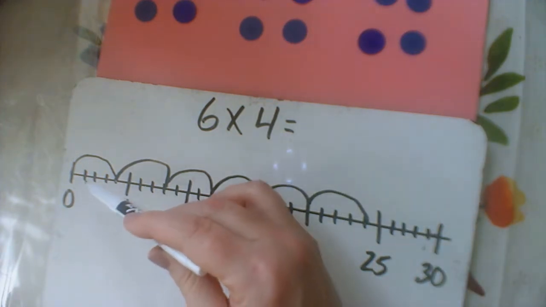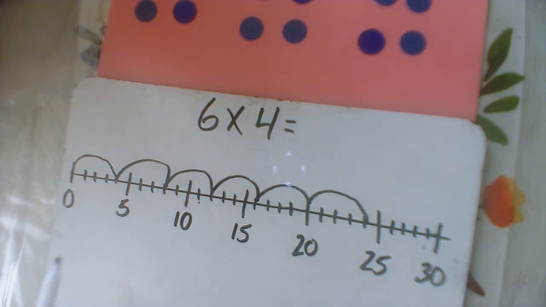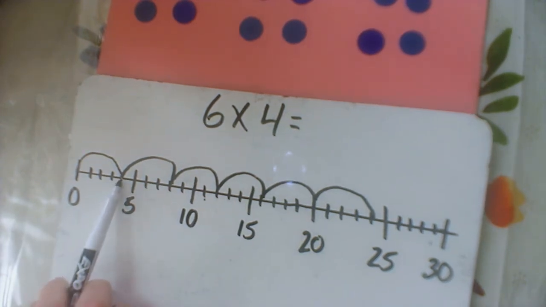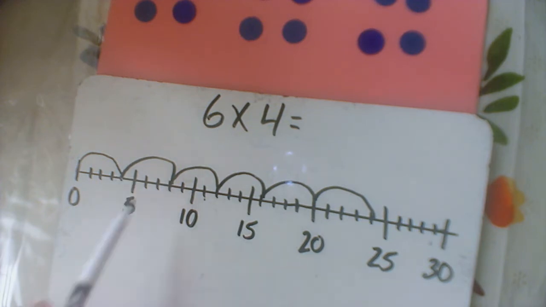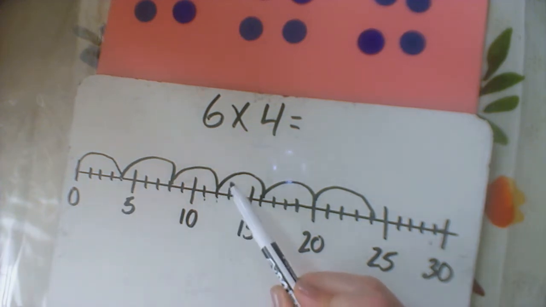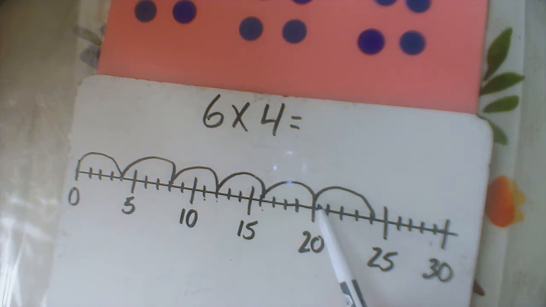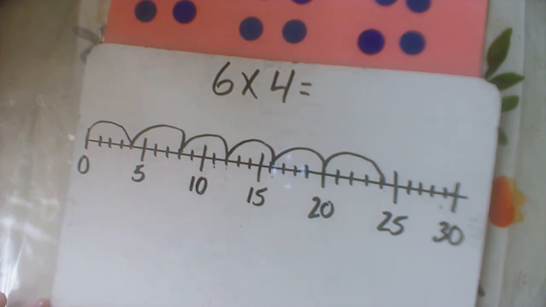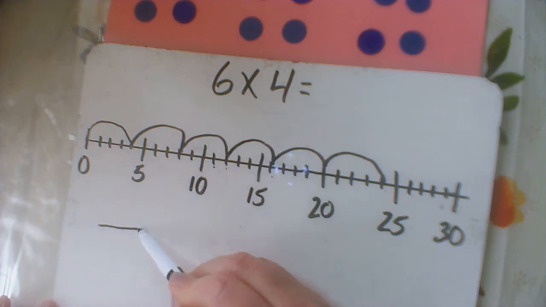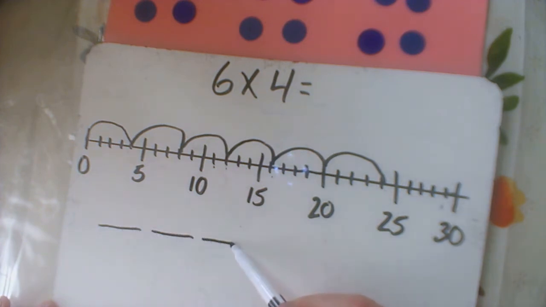Okay, so my skip counting is actually the numbers that I land on each time. 4, 8, 12, 16, 20, 24. So underneath, I'm just going to write the skip counting pattern. And I'm going to put 6 lines for my 6 groups so that I know when to stop.